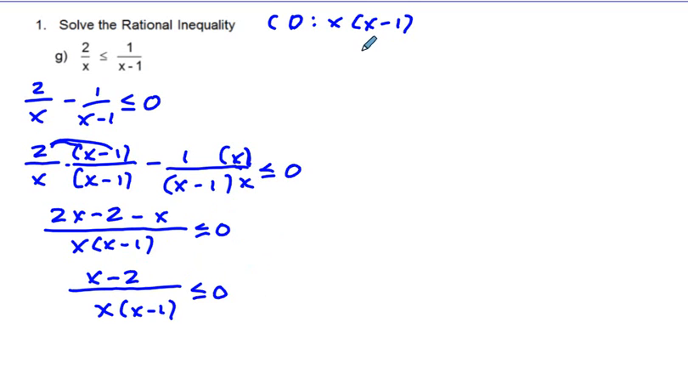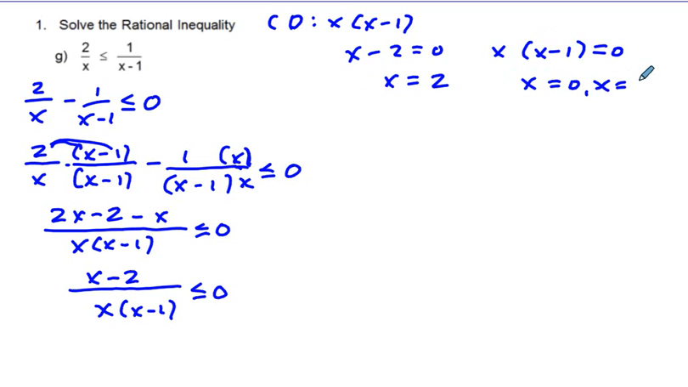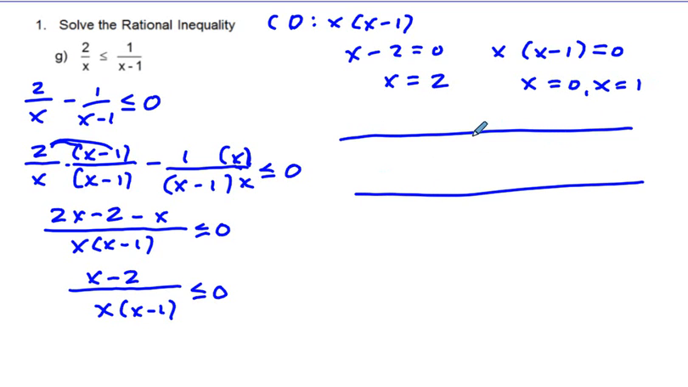And so for our critical numbers, we have x minus 2 is equal to 0, and x times quantity x minus 1 is equal to 0. So x is equal to 2 is one of our critical numbers. Then we have x is equal to 0, and also x is equal to 1. So we have 0, 1, and 2 as our critical numbers. And we can draw our number lines for analysis here.